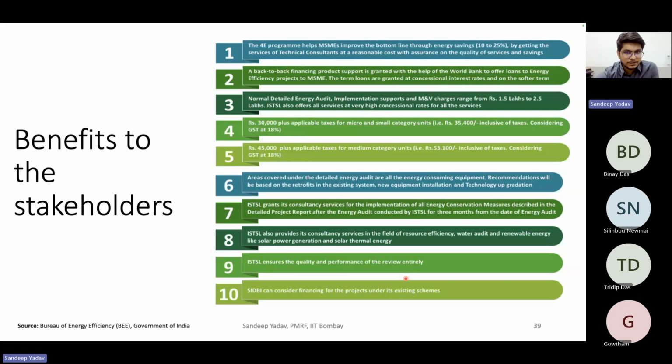The benefits of this scheme for the stakeholders are that the 4E program helps the MSME improve the bottom line through energy savings of 10 to 25%. Back-to-back financial support is given from the World Bank. There will be a normal detailed energy audit, implementation support, and 30,000 plus applicable for the taxes. These are a few things mentioned. You can go through this. Areas covered under detailed energy audits are energy consuming equipment, and so on. These are all the benefits for the stakeholders. You can go through this in detail if you want.